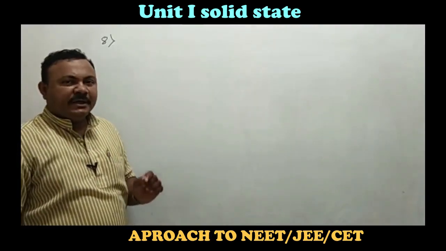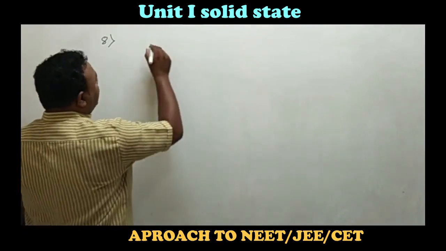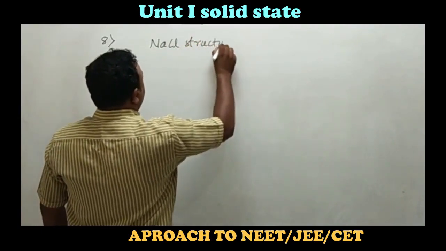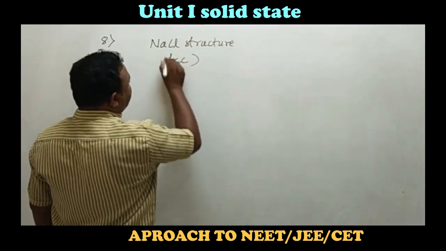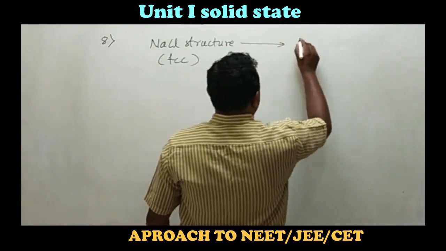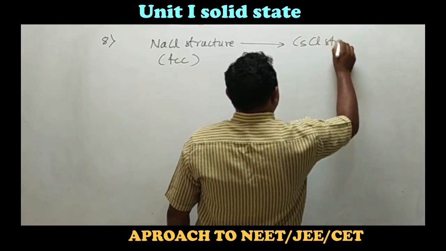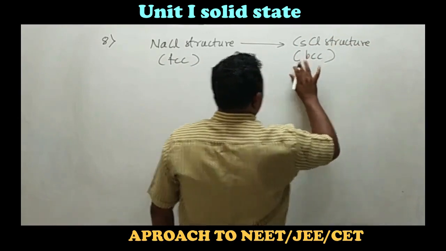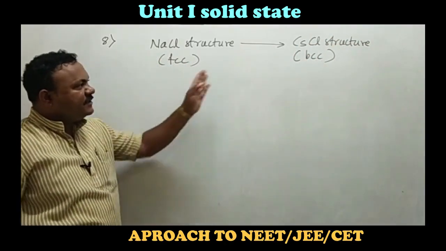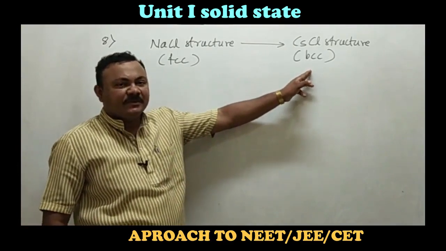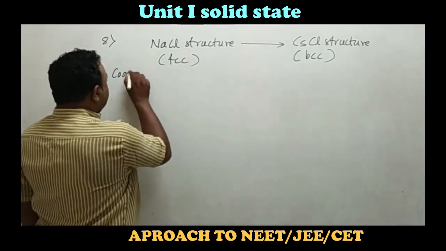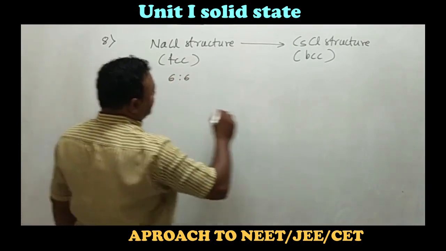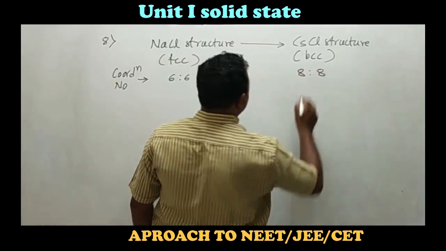Let us go for the last one, the 8th one. In this, how to convert NaCl structure, which is nothing but FCC structure, to cesium chloride structure, which is nothing but BCC. Sodium chloride is having FCC structure, cesium chloride is having BCC structure. When you see the coordination number, in sodium chloride it is 6:6, and here it is 8:8.